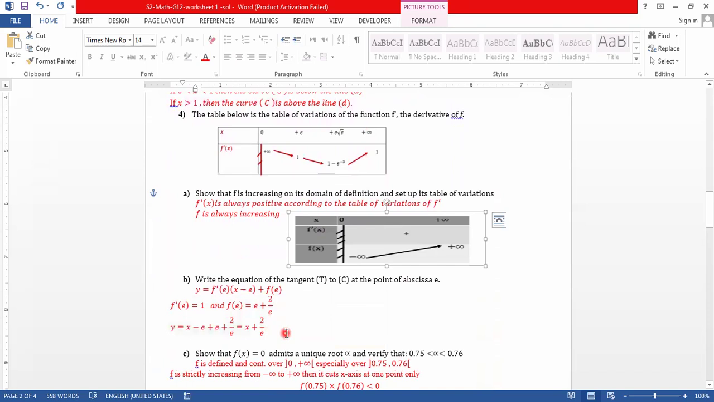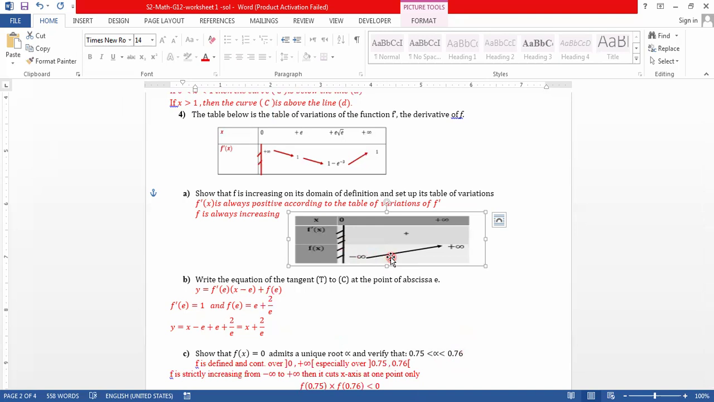Now the next question is, show that f of x equals 0 admits a unique root alpha and verify that alpha is between 0.75 and 0.76. In order for f of x to have a unique root, it should be either increasing or decreasing, going from a negative value to a positive value, or from a positive value to a negative value if it's decreasing. As you can see, f of x is increasing from minus infinity, which is less than 0, to plus infinity, which is greater than 0. So, of course, it admits a unique root alpha.